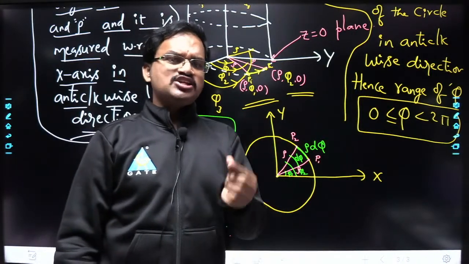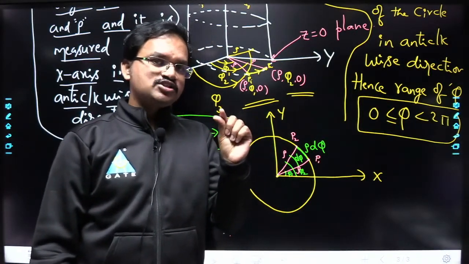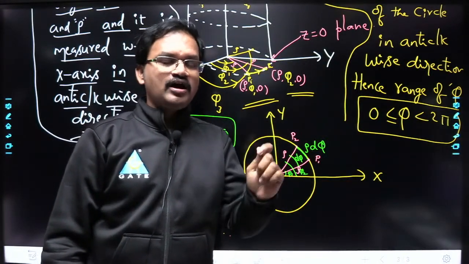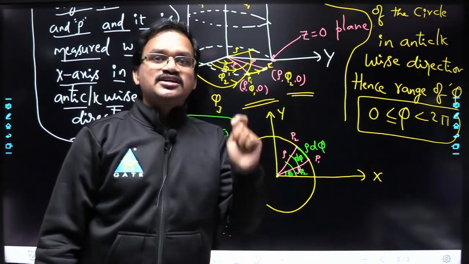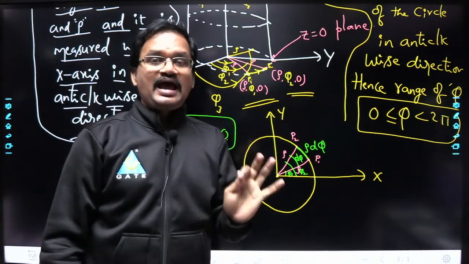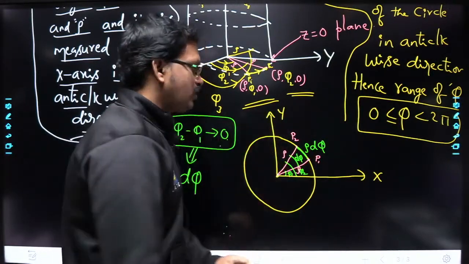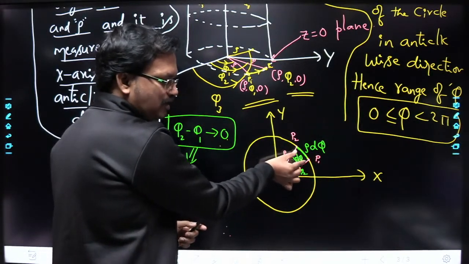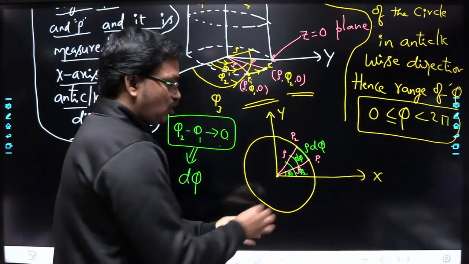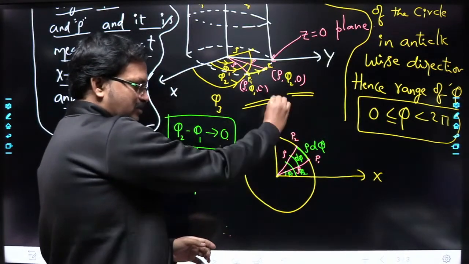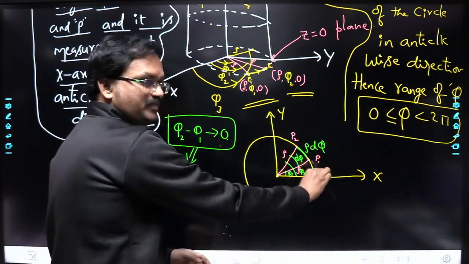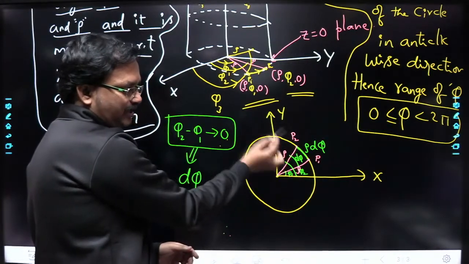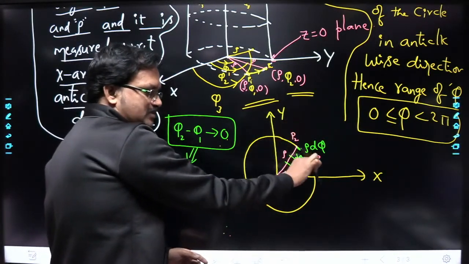See, if you consider any small differential arc length here, then the direction of that arc is given by the tangent drawn to that arc. Now you can draw the tangent to this arc in two ways: one in anti-clockwise direction like this, or another in clockwise direction like this.